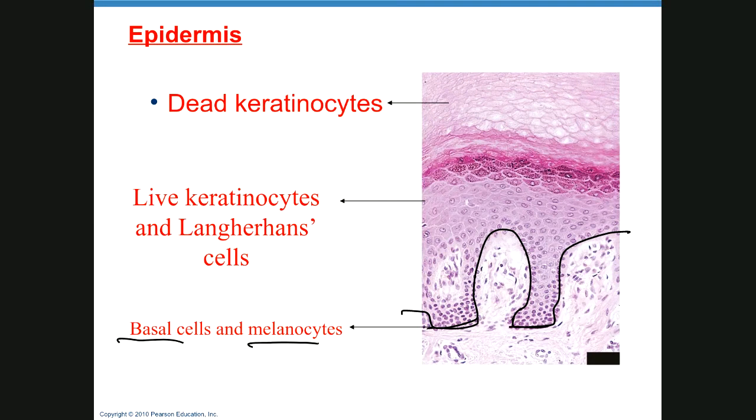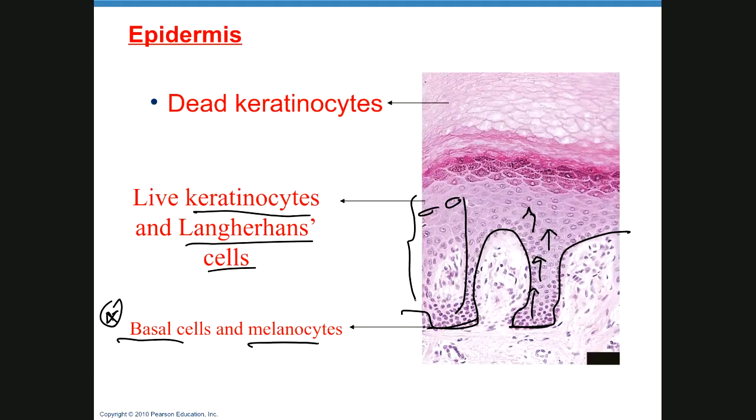As we move up, the cells become lighter in color, perhaps even bigger, and a bit flatter. So these right here are going to be live keratinocytes, which are producing keratin. These are going to be older cells because the young cells are the basal cells. And as the basal cells divide, they're going to push the older cells toward the more superficial layers. Langerhans cells are also found in these middle layers, roaming around, cleaning the tissue and looking for debris.